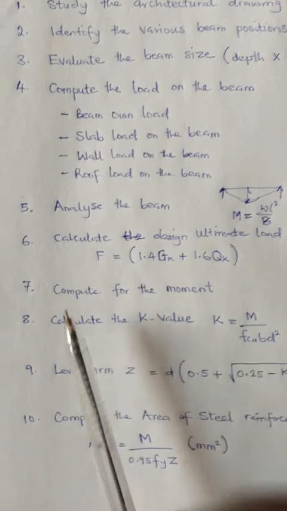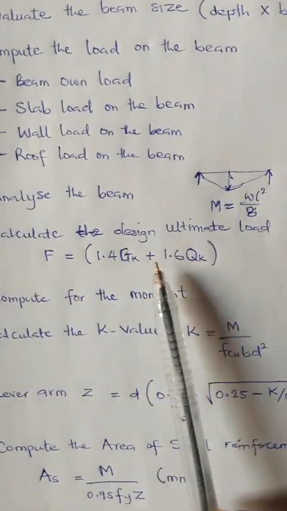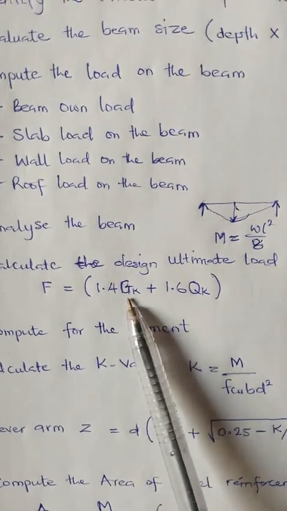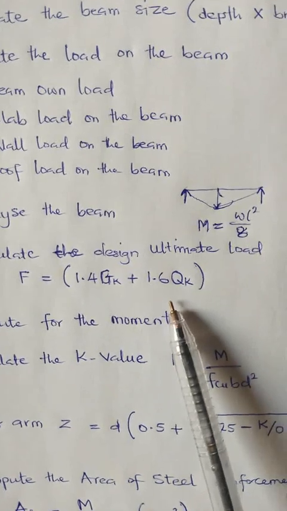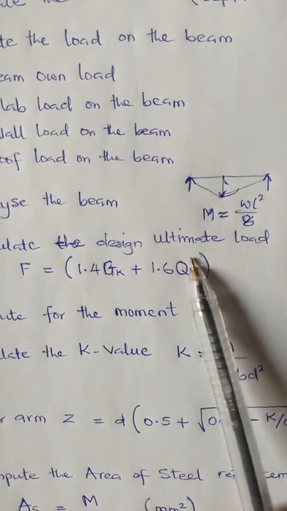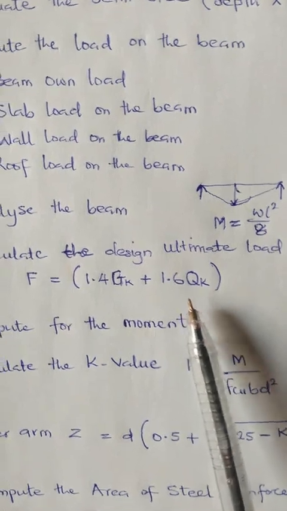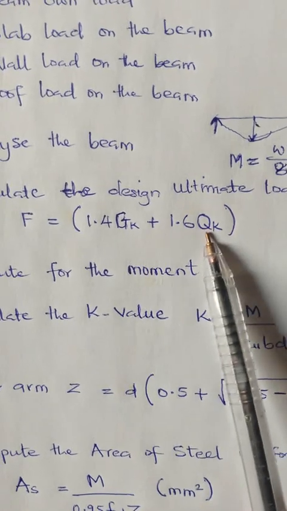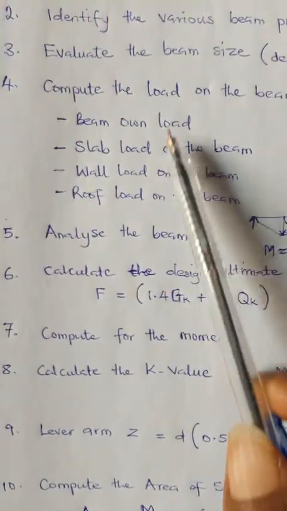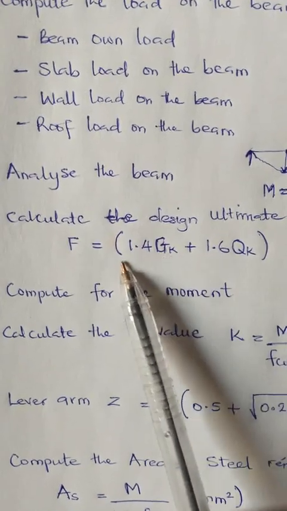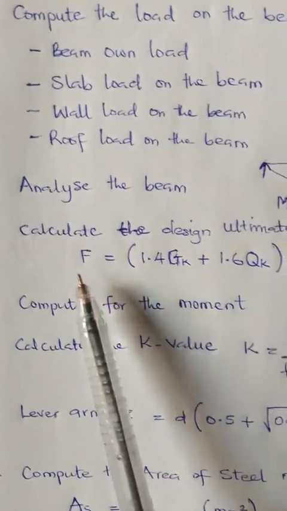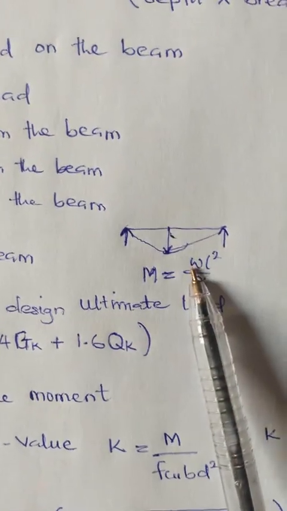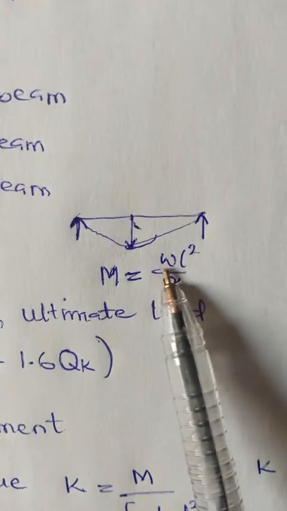Once you have done that, the next thing you're going to do is to calculate the design ultimate load. The design ultimate load is 1.4 Gk, where Gk is the dead load, plus 1.6 Qk, which is the live load. The live load for a residential building is 1.5 kilonewton per meter square. So you substitute that there, and the total you get is what you will input here, and you work this out. Whatever it gives you becomes your F. This F is the same thing as your W.